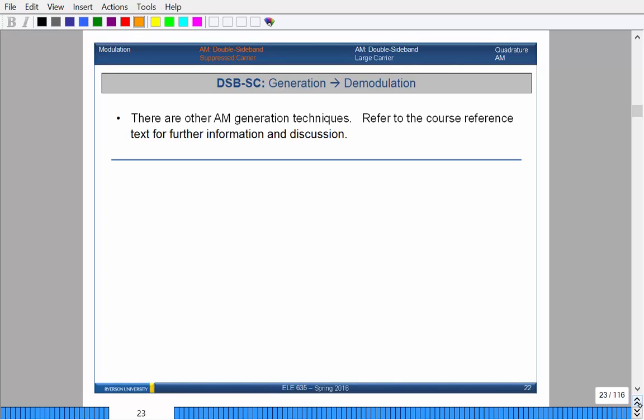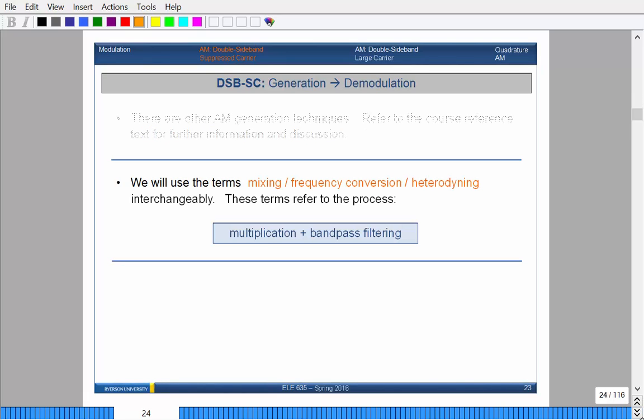There are other generation techniques for double sideband suppressed carrier, but I'll let you take a look at the textbook. I just wanted to cover these two. They're the most common ones to generate DSB-SC signals. There are other more advanced techniques that are more efficient or may be cost effective, but I'll let you take a look at the textbook if you wish. Those are the two that are generally known in practice.